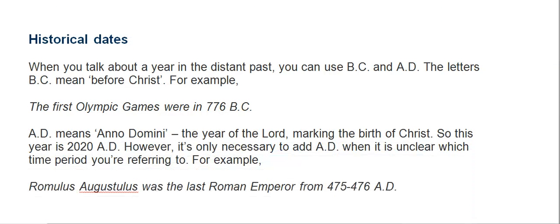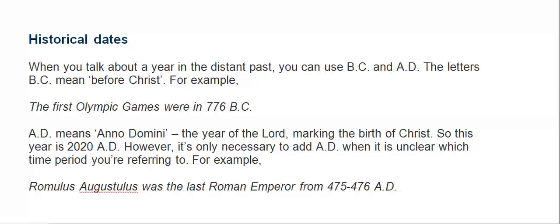Now let's look at historical dates. When you talk about a year in the distant past, you can use BC and AD. The letters BC mean before Christ. For example, the first Olympic Games were in 776 BC. AD means Anno Domini, the year of the Lord, marking the birth of Christ.